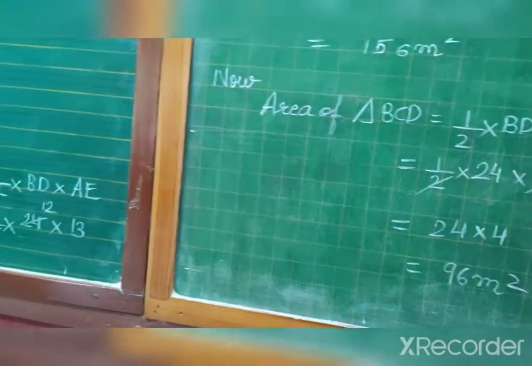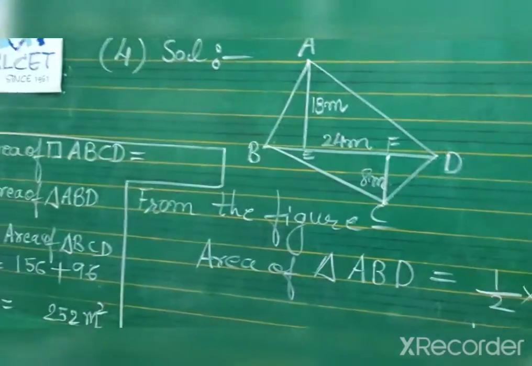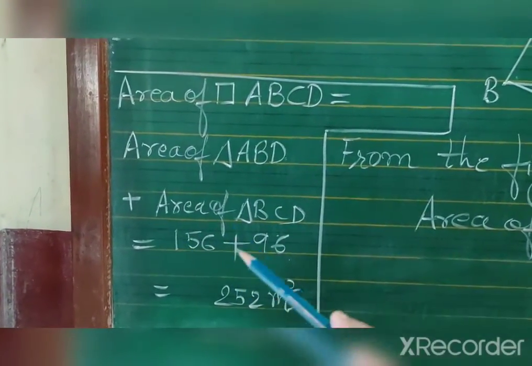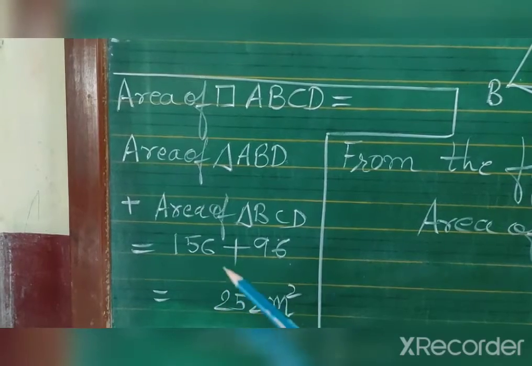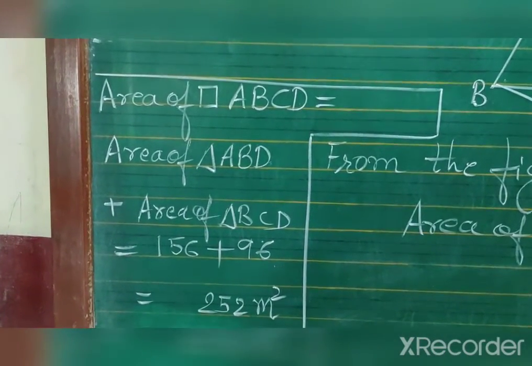Now total area, that means we have to calculate area of quadrilateral ABCD. So area of quadrilateral ABCD, that means area of triangle ABD plus area of triangle BCD. 156 plus 96, that means 252 square meter or meter square.